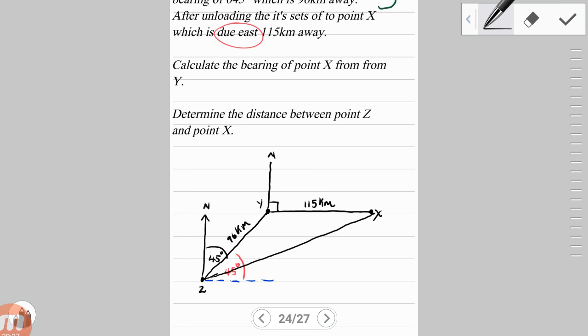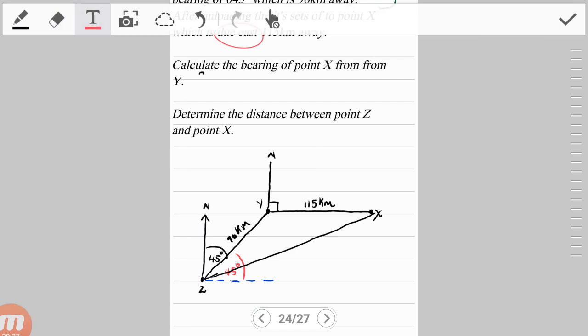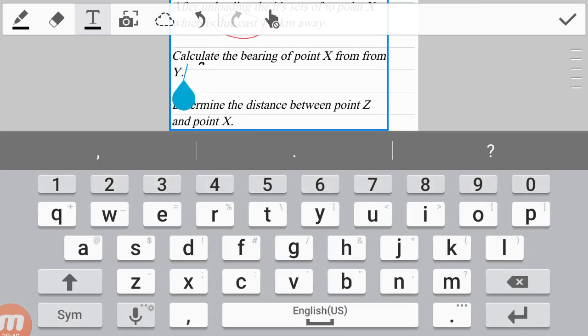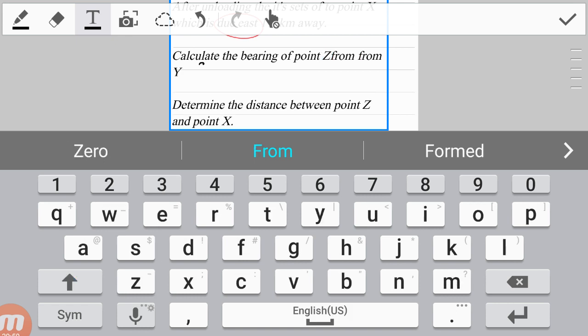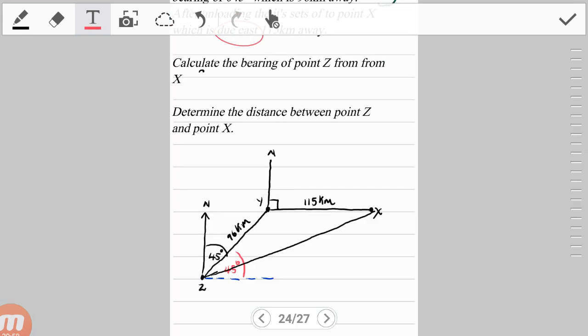Again, I think this is a typing error. I think the question should have been the bearing of Z. Let me just go right in here and make that correction. So that correction is going to be the bearing of Z from X. I think that should be the correction, guys. So it's the bearing of Z here from X.